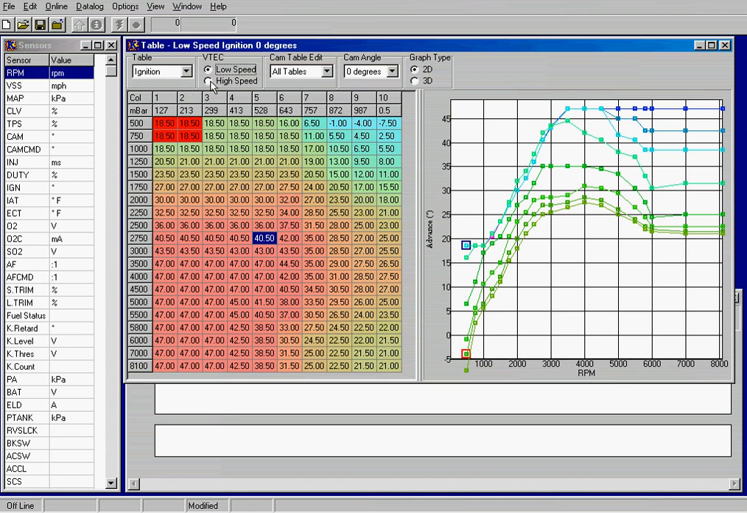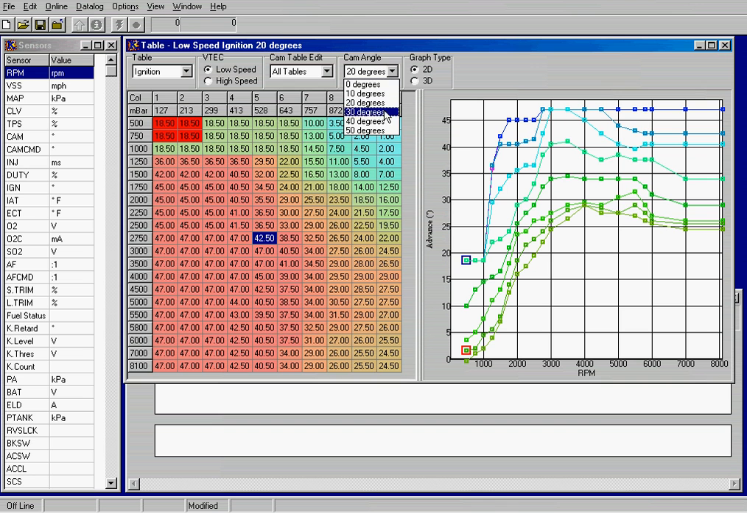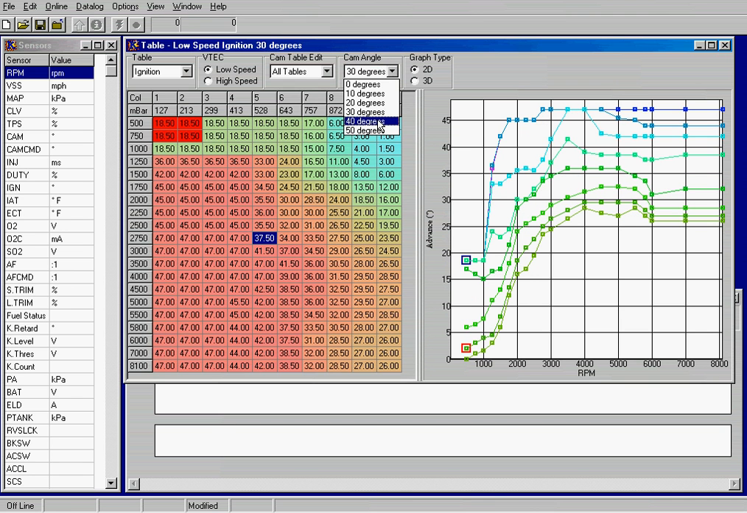There are 6 different ignition tables for the different cam angles. The cam in the RSX Type S engine, the K20A2 engine and the K20A engine can rotate through 50 degrees, and here we can see the ignition settings for each of the different cam angles: 0, 10, 20 and all the way up to 50 degrees.